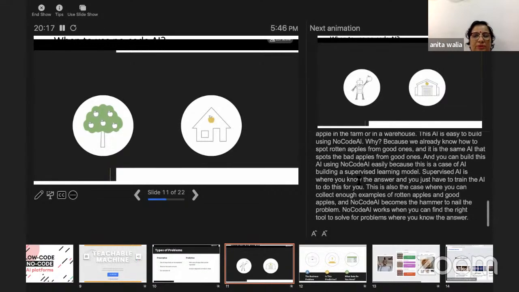Because here what happens is you already know how to spot a rotten apple from a good one. So what you're going to do is use the AI to spot a bad apple from the good one with your knowledge, with your vision. So you can build this using a no-code AI where you can create a supervised learning model, and supervised AI will know the answer to spot the rotten apple, because you are training the AI for that. You are programming the AI.